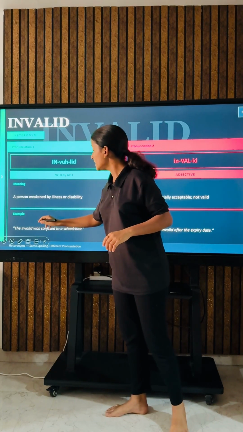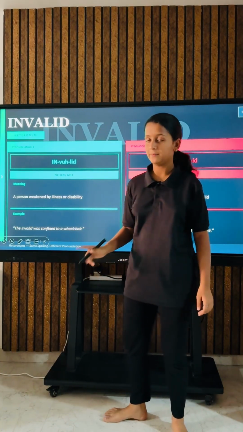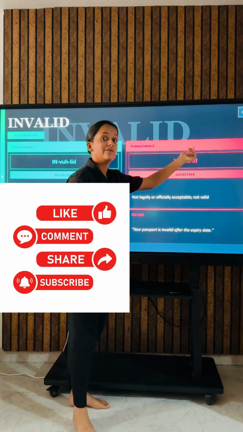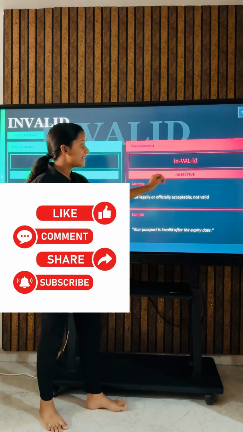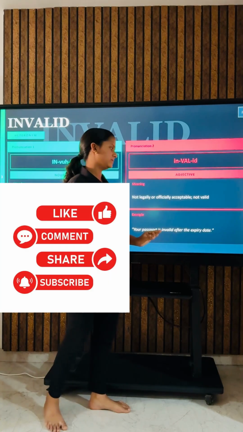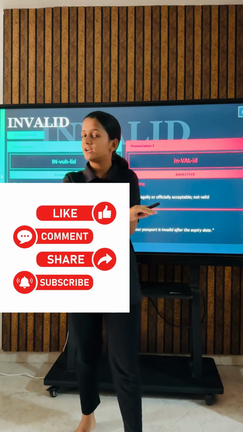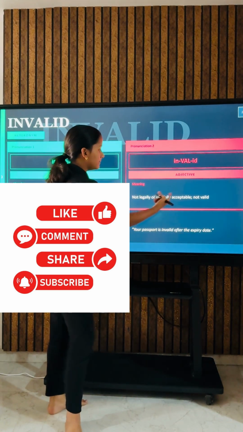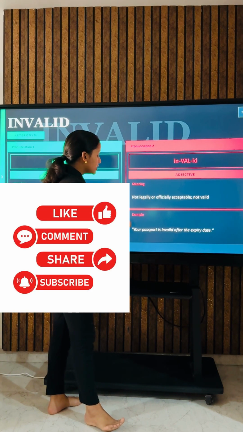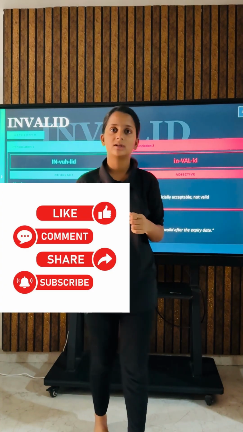Example: the invalid was confined to a wheelchair. He was an invalid. Then pronunciation 2 is invalid. It can be used as an adjective in a sentence. The meaning is not legally or officially acceptable, or not valid. Those are two different meanings. Example: your passport is invalid after the expiry date.